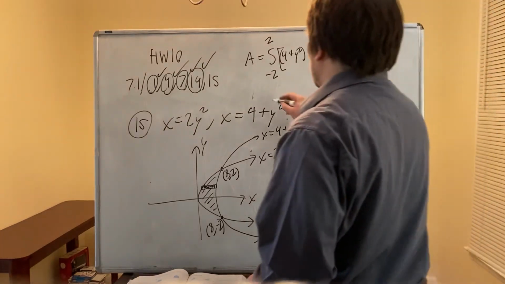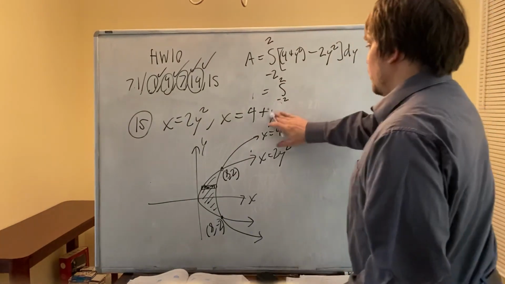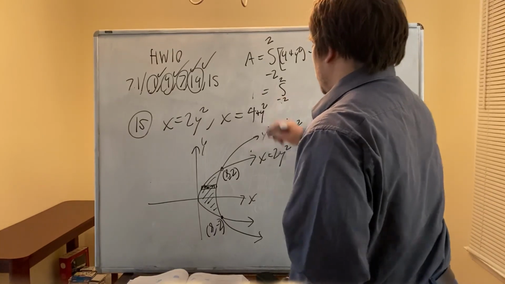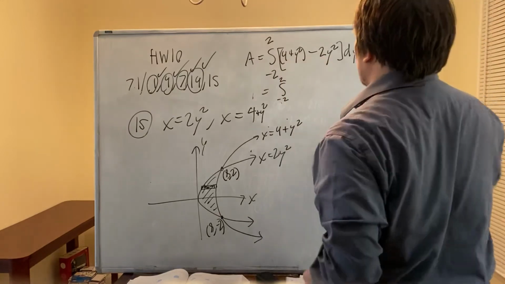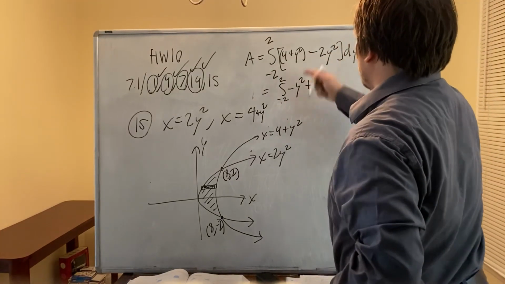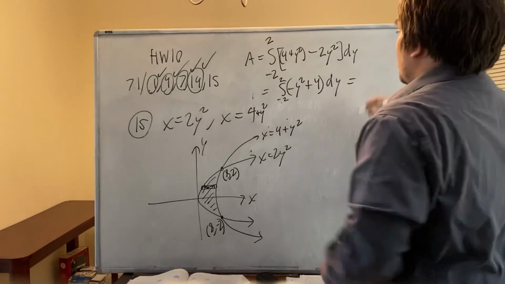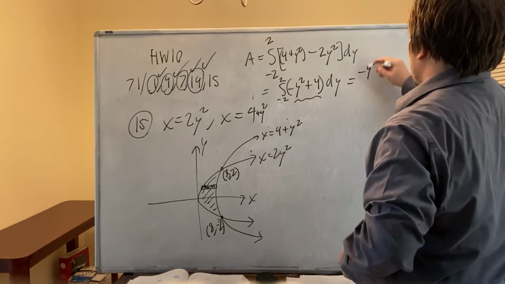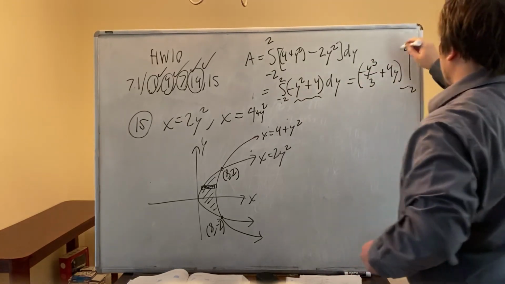Okay, so that's the integral from -2 to 2 of 4 plus y squared minus 2y squared. This is y squared minus 2y squared, which is -y squared, and then plus the 4 there. So you get the integral of -y squared plus 4 dy. And that's equal to an antiderivative of the integrand, which is -y cubed over 3 plus 4y. And you evaluate it from -2 to 2.